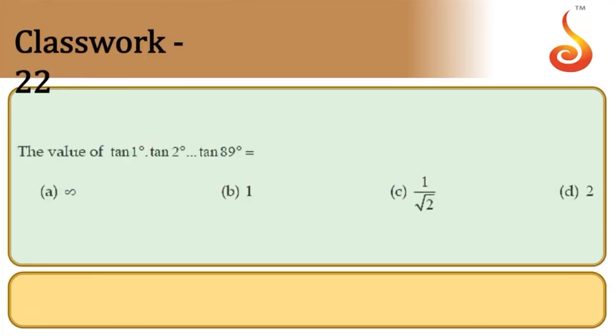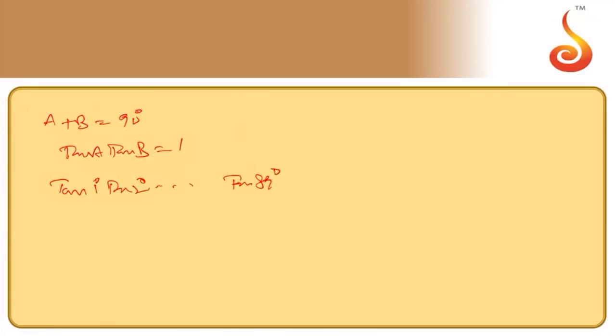So let me go with the next one. So tan 1 degree, tan 2 degrees, up to tan 89. We have a concept that when a plus b is equal to 90 degrees, tan a multiplied by tan b is 1. In this case, tan 1 degree, tan 2 degrees and so on up to tan 89 degrees. So the first one and the last one, the sum is 90 degrees, the product is 1. Then 2 degrees and tan 88 degrees, the product happens to be 1.